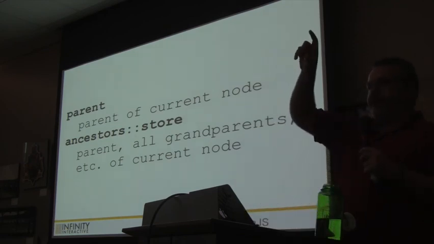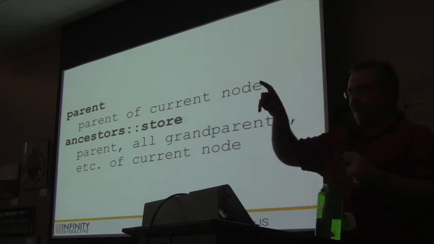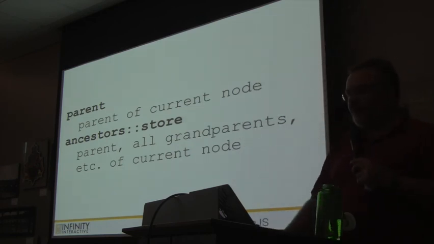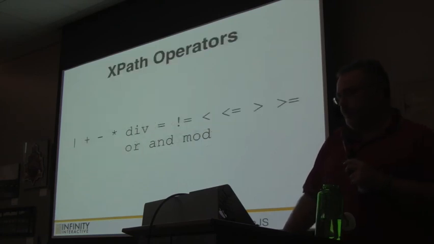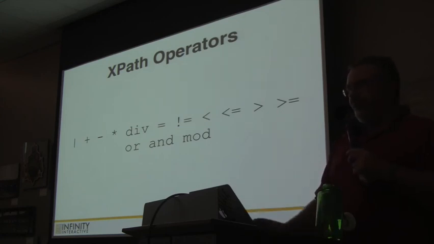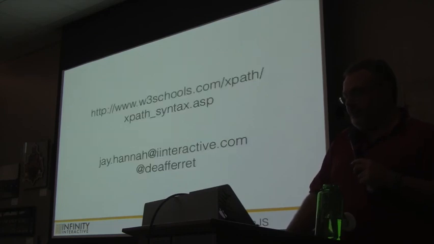Parents, you only have one parent. When you move up the hierarchy, you have exactly one parent. But you have lots of ancestors. If you're deep in the hierarchy, you'll have lots of ancestors. So earlier we saw greater than 35, you can say less than or equal to, you can say or, mod, you can divide. Etc. That's it.